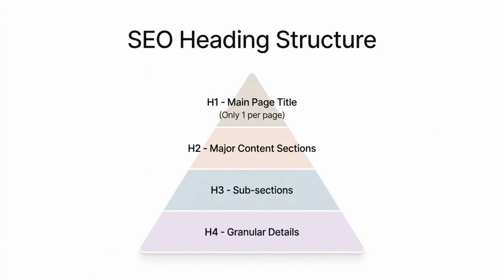Search engine bots rely heavily on your heading structure to understand the hierarchy of your content. Your page should only have one H1 tag, which is your main title. From there, break your content down logically into H2 tags for major sections, H3 tags for subtopics, and H4 tags for granular details. This creates a clean, readable map for Google.